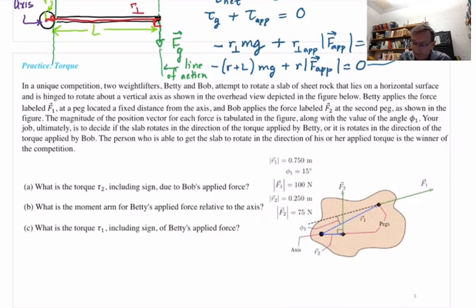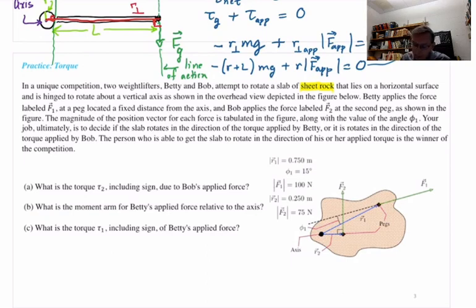We have a strength competition here. We have two weightlifters, Betty and Bob. They're attempting to rotate a slab of sheetrock. That's the drywall material that you put in your house. It's quite heavy. We're going to put this piece of sheetrock on a horizontal surface, and it's going to be hinged to rotate about a vertical axis, and we have an overhead picture in this figure here. So that weird shaped blob is the sheetrock. And there's the axis of rotation, right there, the big dot labeled axis coming out towards us.